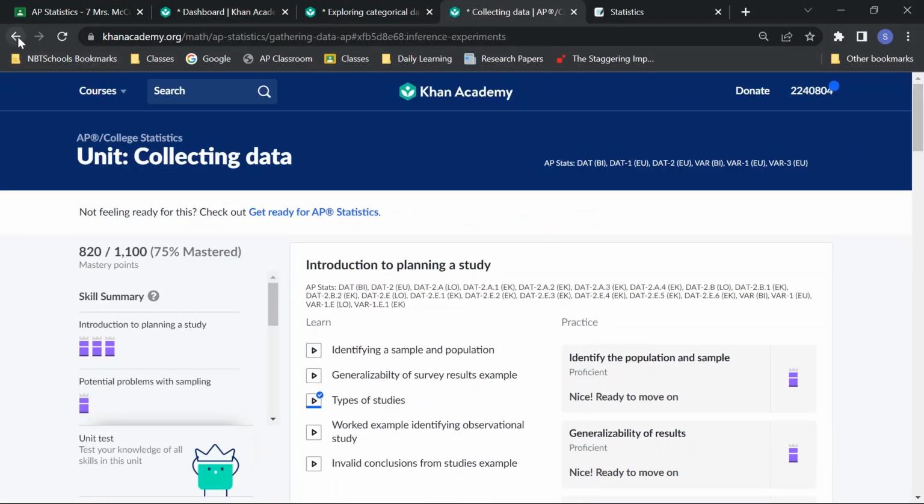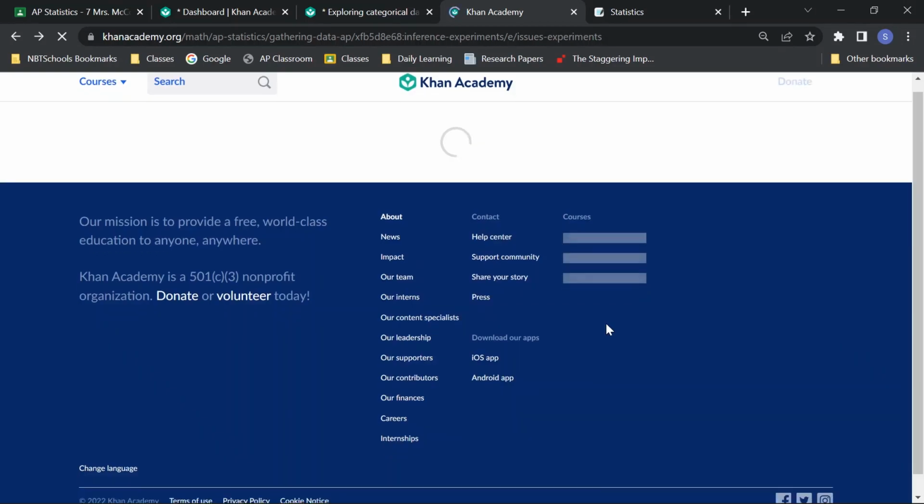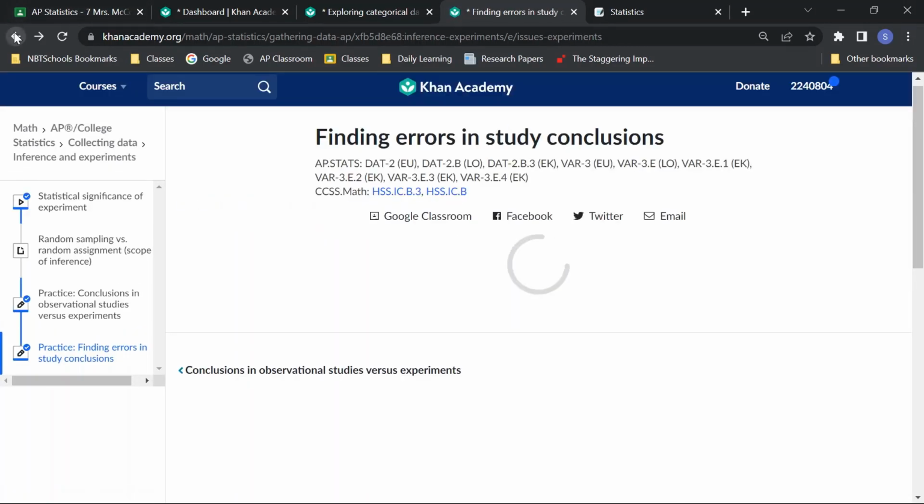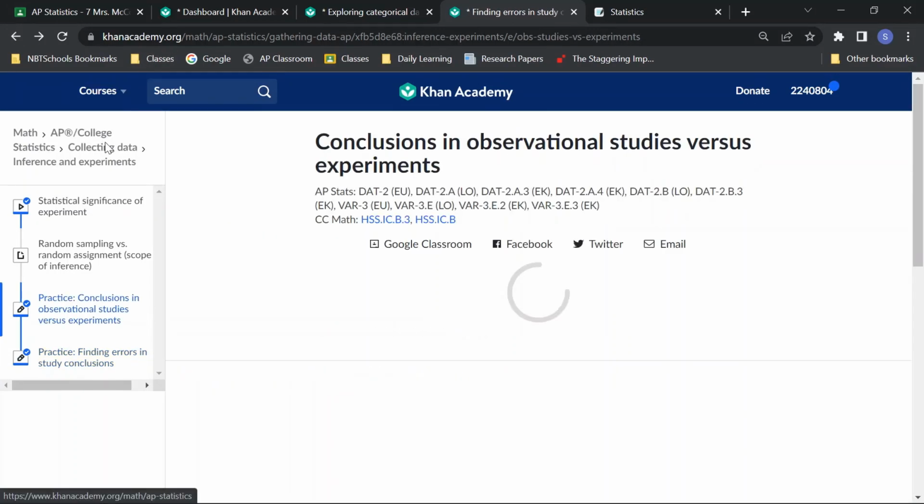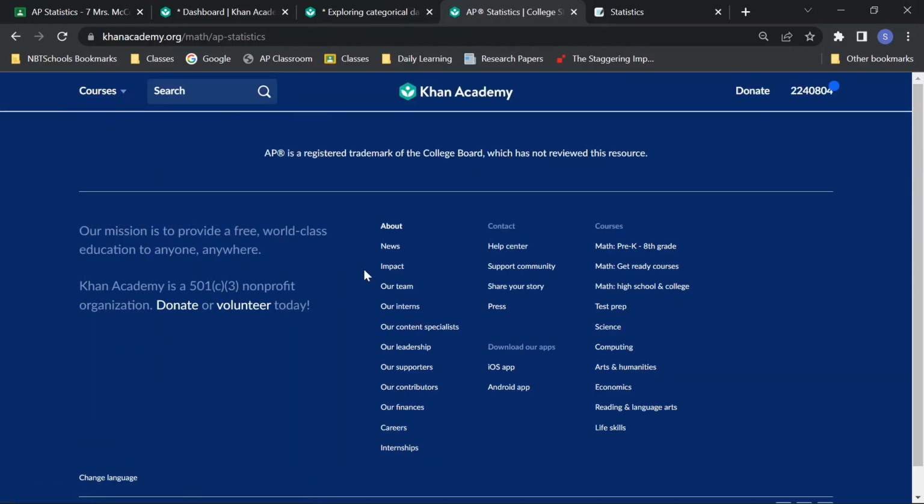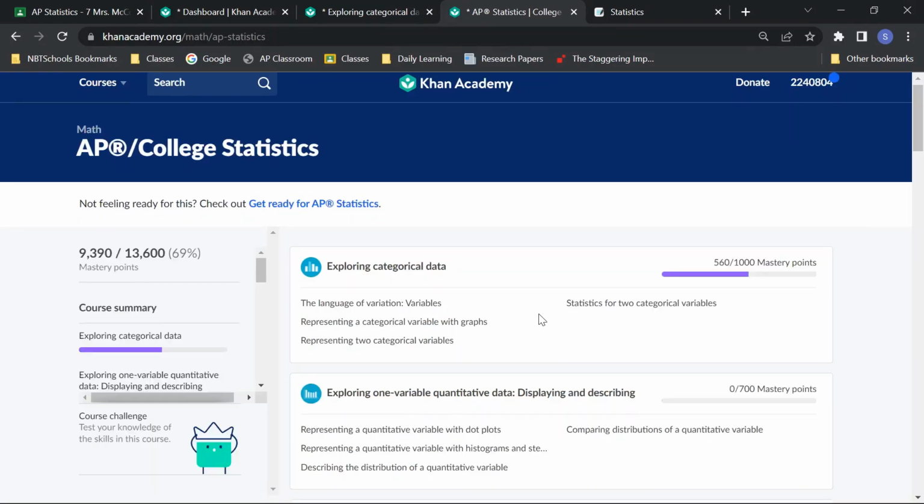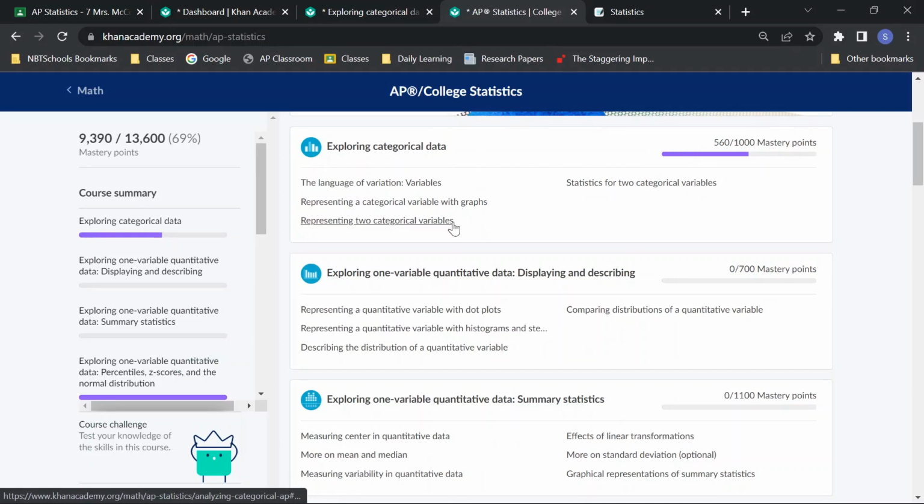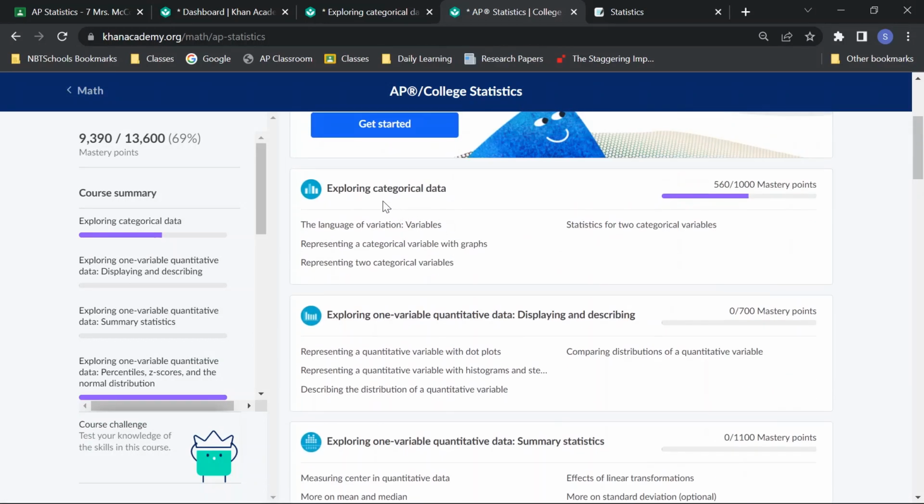Collecting data. Let's go out of here. What? Let's go here. AP college statistics. Okay, we did explore categorical data. Where is collecting data? I'm so confused.